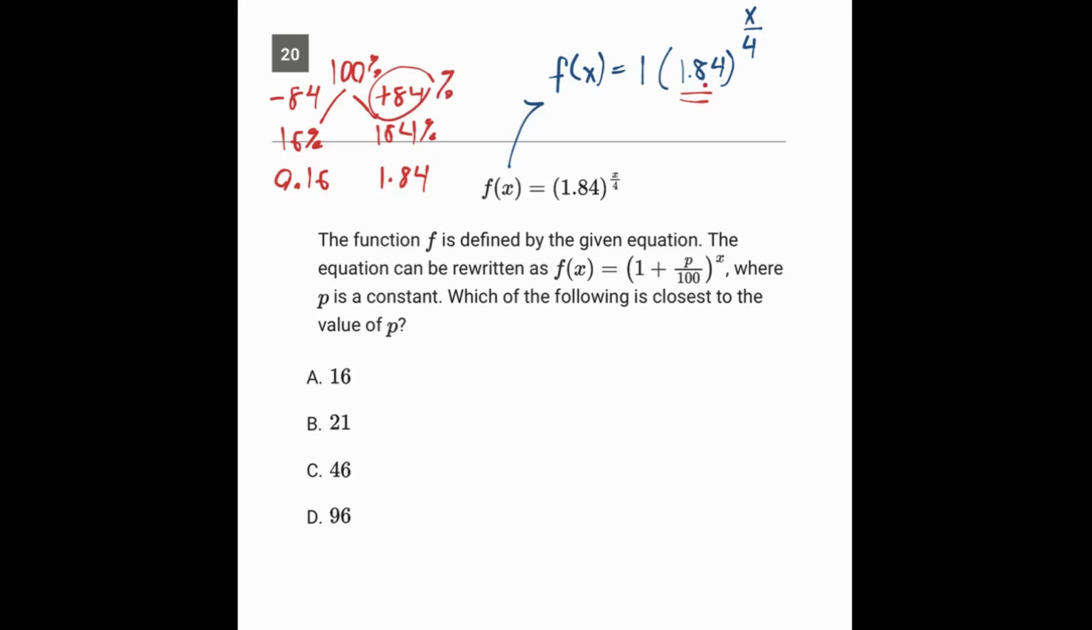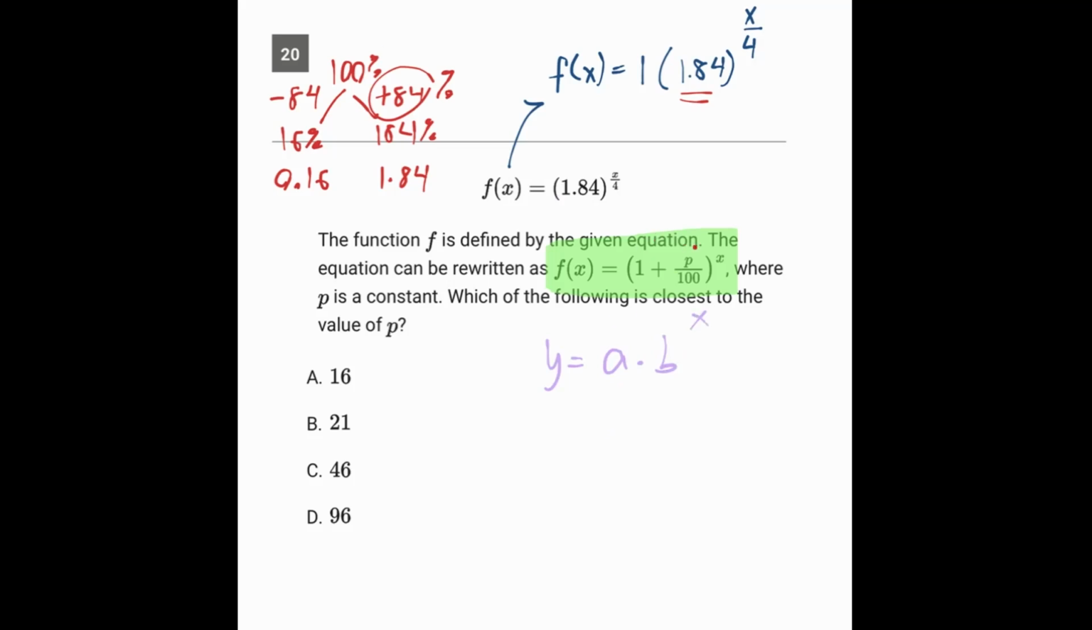So it's starting at 1, it's going up 84%, and that's going to happen every time x goes up by 4. So if we're dealing with months, that would be every 4 months. So the question is saying, okay, we have this thing that's going up 84% every time x goes up by 4. And then we're now being asked, how does that fit into this equation? And that is like your standard exponential equation. Y equals a times b to the x.